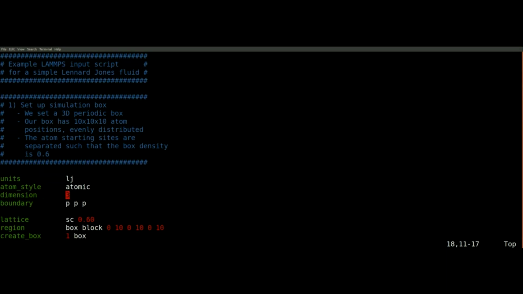Next, we move on to dimensions. And here I'm specifying that the simulation I want to run is a 3D simulation. LAMMPS allows you to do 2-dimensional simulations. I'm not aware of anyone doing 1-dimensional simulations, but I imagine that it's possible if you really want to. But here we're in 3D.